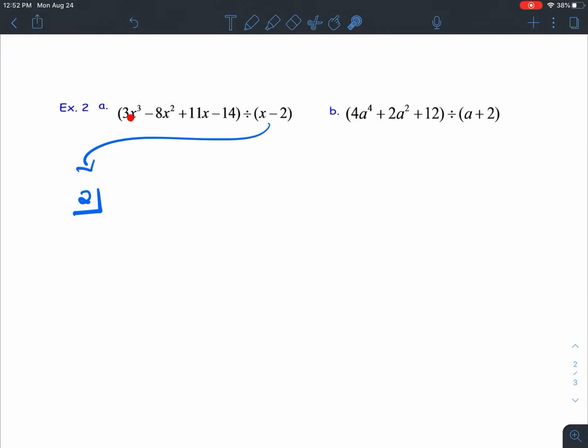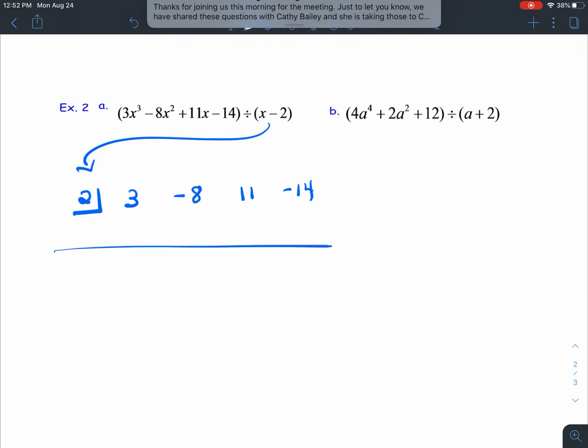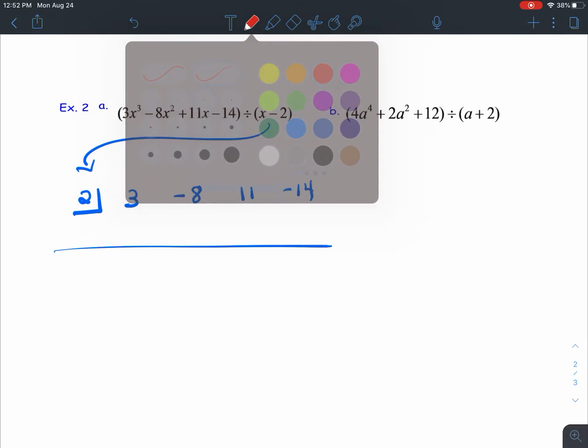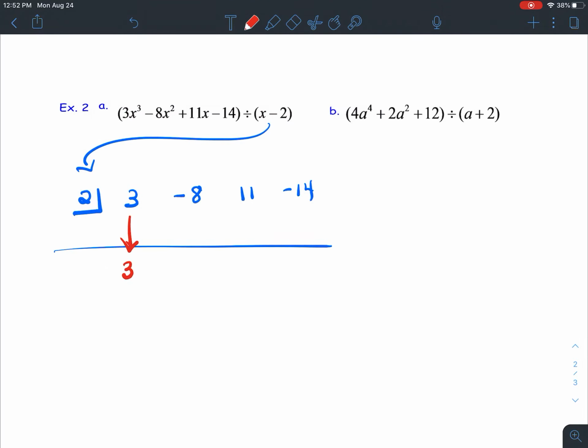Okay, so we're going to do the opposite of -2, that's +2. I want to make sure this is in descending order. It looks like it's not skipping any places, so I don't need to insert any placeholders for this particular problem. Okay, then we're going to drop down the 3, multiply 3 times 2, we get 6. Add -8 and 6, we get -2.